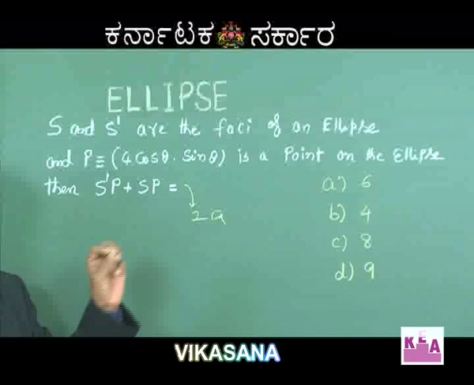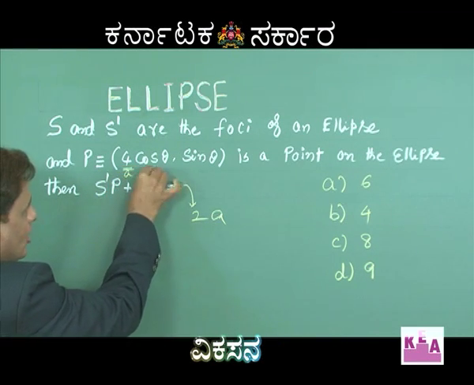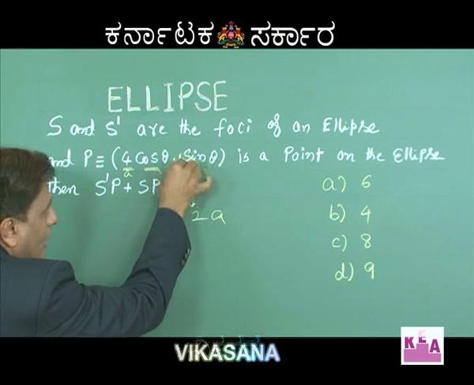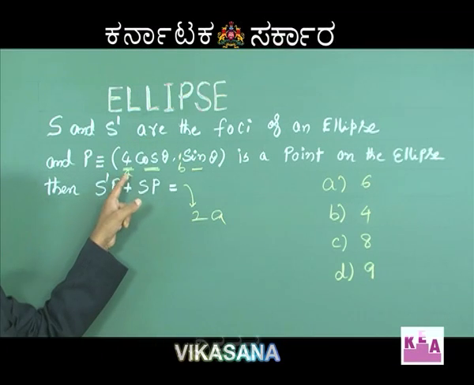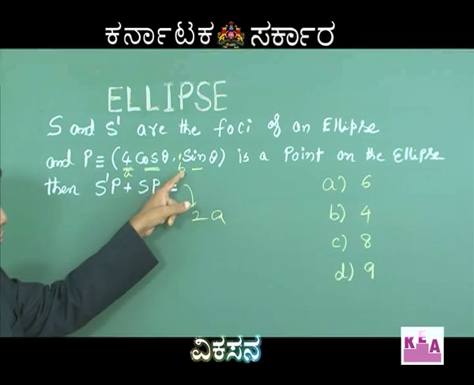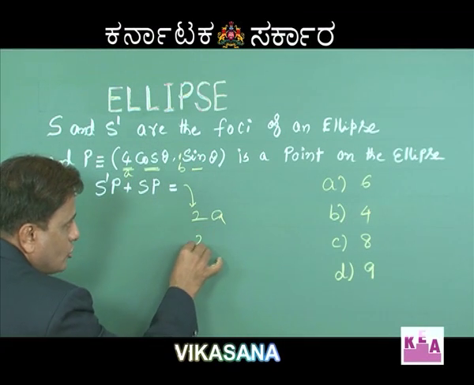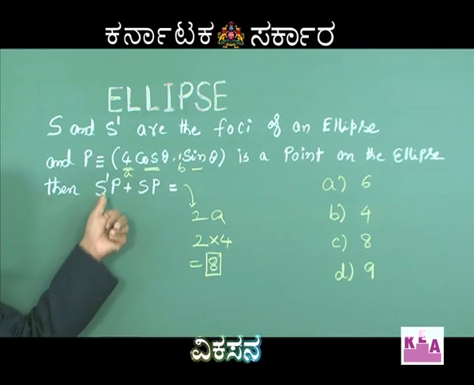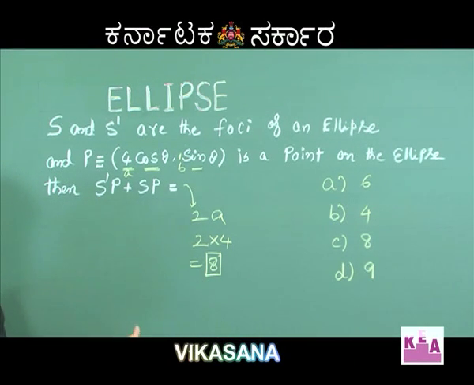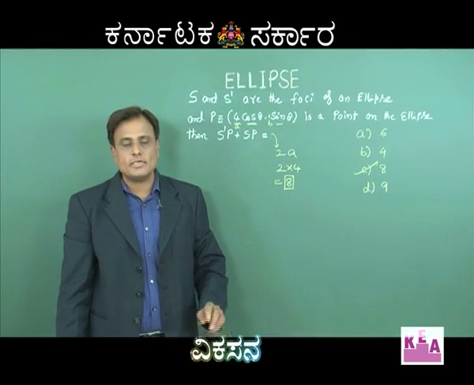Yes, it's very easy. Earlier itself I gave you the idea: the parametric equations are x is equal to a cos theta, y is equal to b sin theta. These are the parametric equations of an ellipse. Here a is equal to 4. Directly 2 into 4, which is equal to 8. The sum, that is S dash P plus SP, is equal to 8. Therefore, option C is the right option.